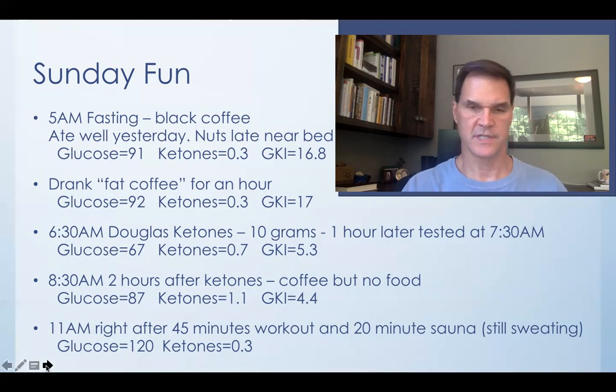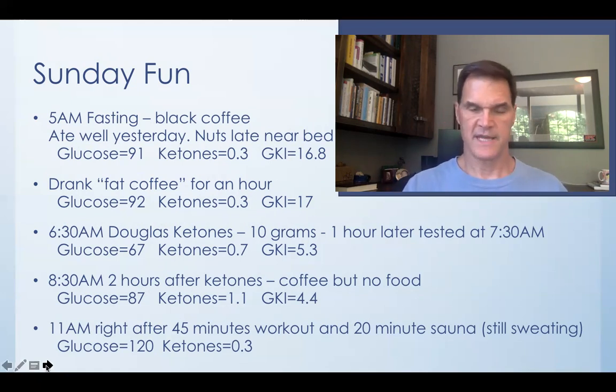GKI is 16.8. I waited an hour, and now I've added fat to my system. And I have noticed that I go into ketosis easily if I add fat to my body. My body's very adept at burning fat as fuel. So after having been up for about an hour and a half and having had fat in my body for an hour, I recheck my numbers, and you can see there's hardly any change. So giving myself fat, I wanted to see would my body begin to generate ketones, and it really hadn't. Glucose is 92. Ketones are 0.3. Do the math, divide by 18, and GKI is 17. All right.